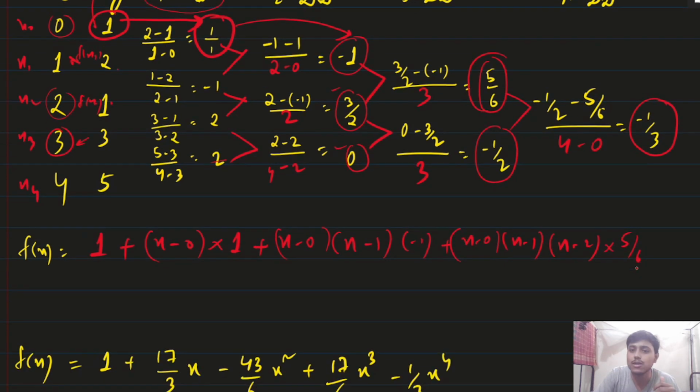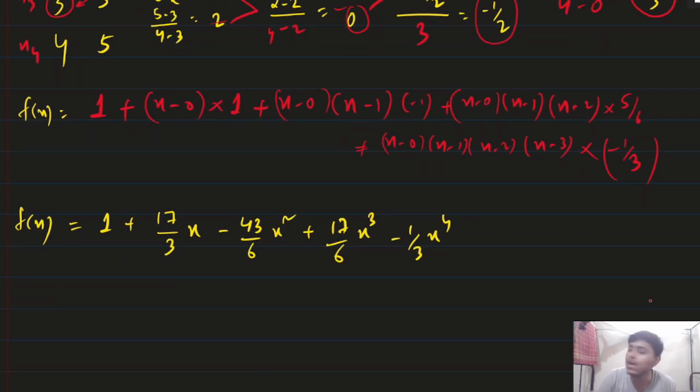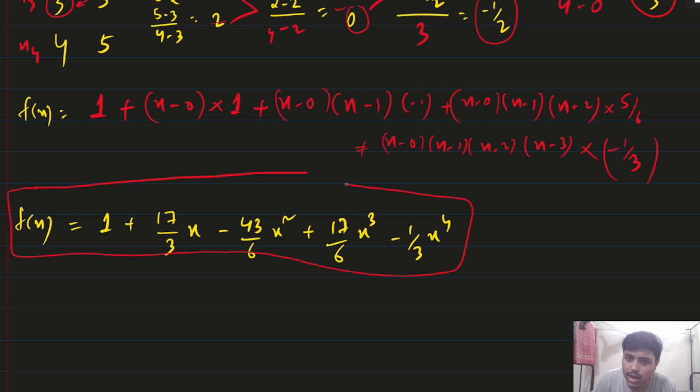So this is the process. You don't need to find the values below it. Now the last one is x minus 0, x minus 1, x minus 2, and lastly x minus x3, which is 3, into this last value, minus 1 by 3. Now if you find the polynomial, it will come out to be this. I have directly written the answer, you can verify it.